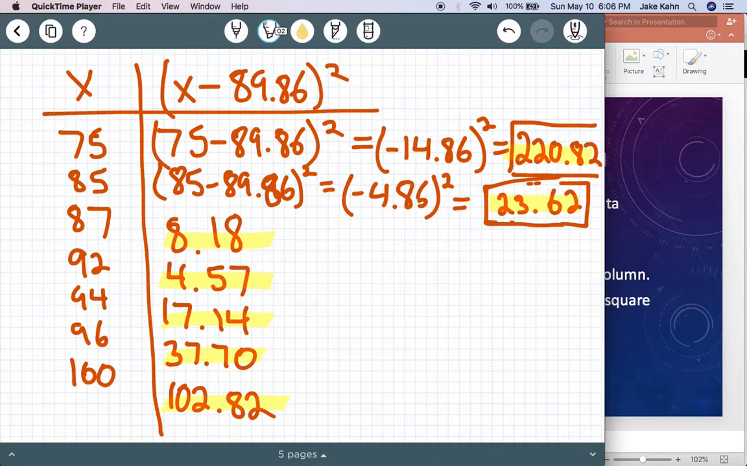Now I have to find the average of those values. So I add up all of the numbers in the second column: 220.82 plus 23.62 plus 8.18 plus 4.57 plus 17.14 plus 37.7 plus 102.82. Just double checking my calculator that I didn't miss anything. Cool, cool. I get 414.85.